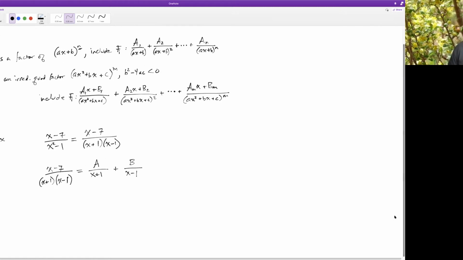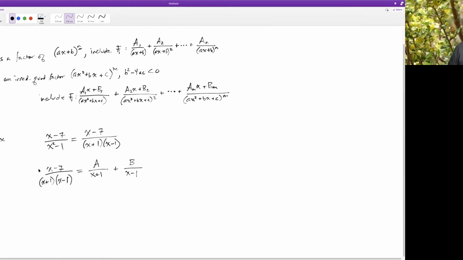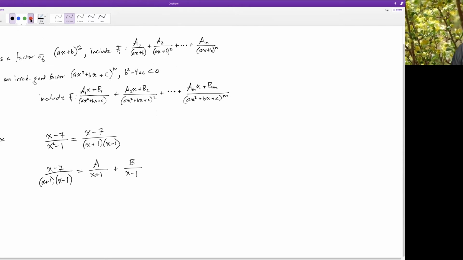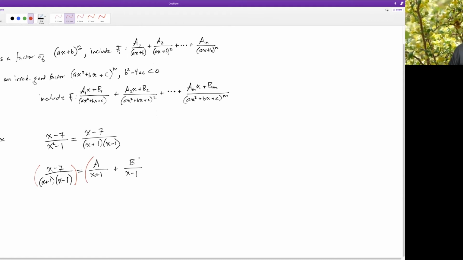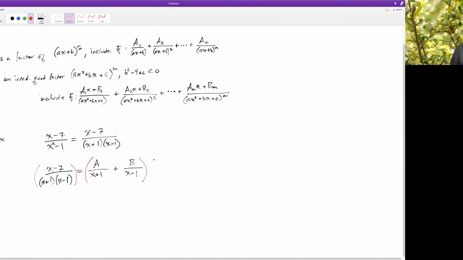All right, now, how do I find A and B? Well, my first step is going to be to multiply each side of this equation by the denominator on the left.